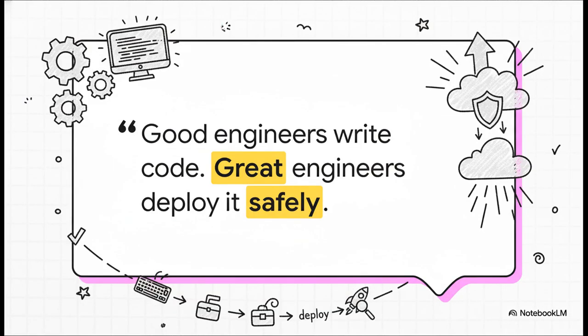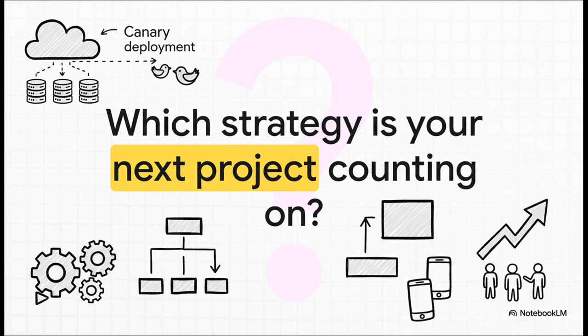And that really brings us to the key takeaway here. Anyone can write code. Good engineers write good code. But great engineers? They're the ones who know how to deploy it safely. Understanding these strategies is what takes you from just being a coder to someone who owns the entire lifecycle of a product. So, as we wrap this up, I want to leave you with a question to chew on. Think about the work you're doing, the projects your team is building, or even just the apps you use every single day. Which one of these strategies is your next big project counting on?